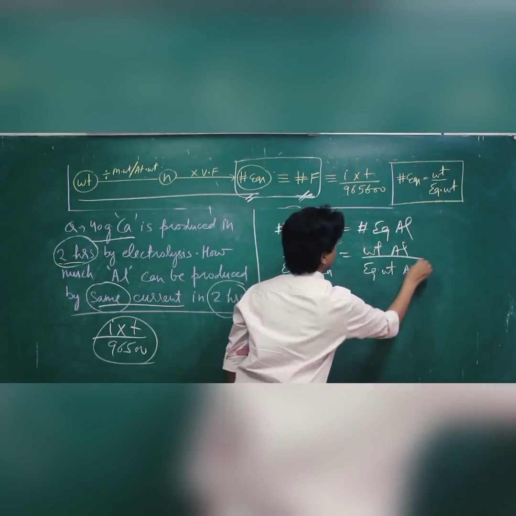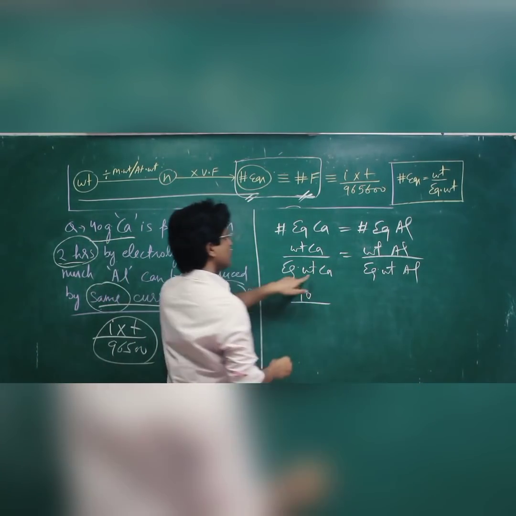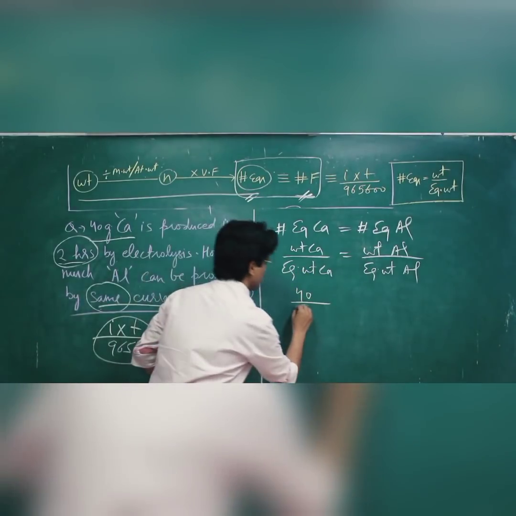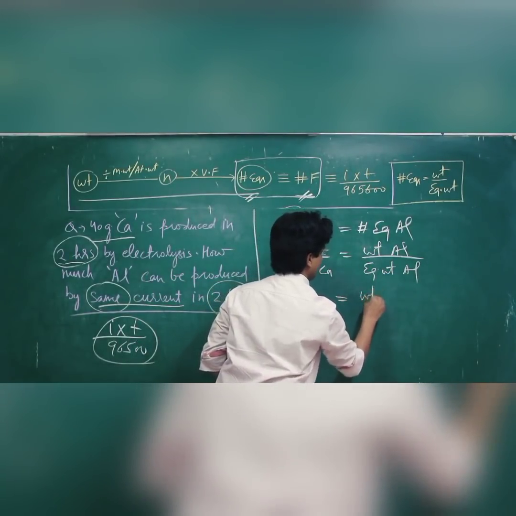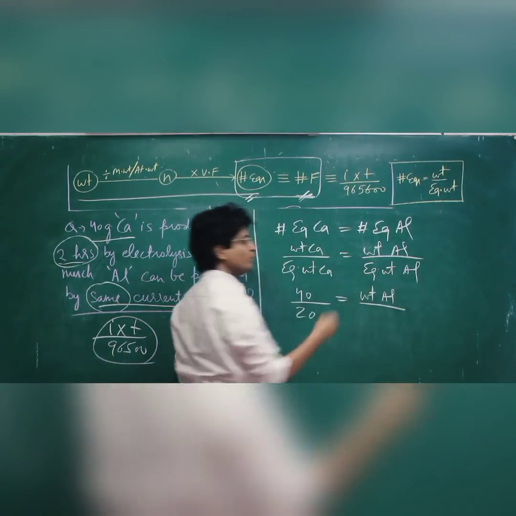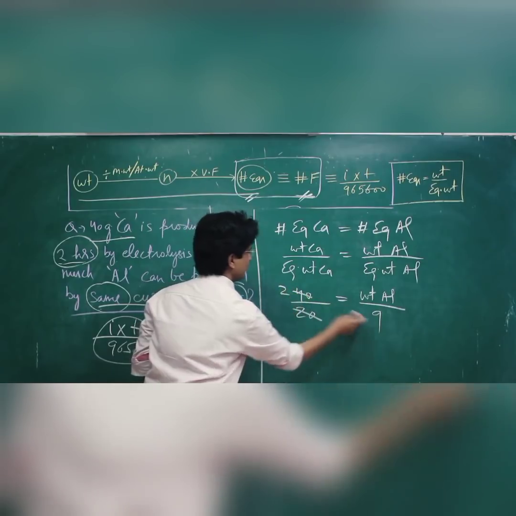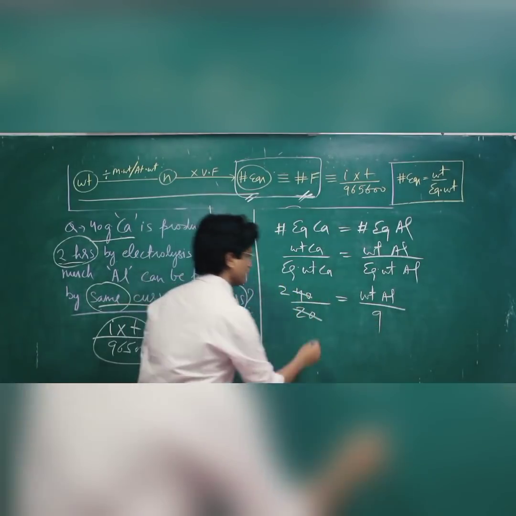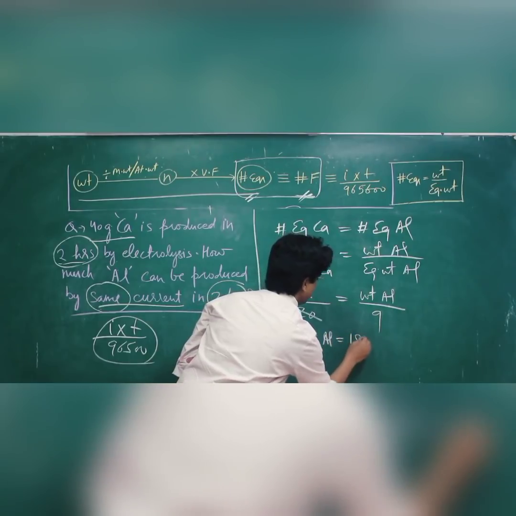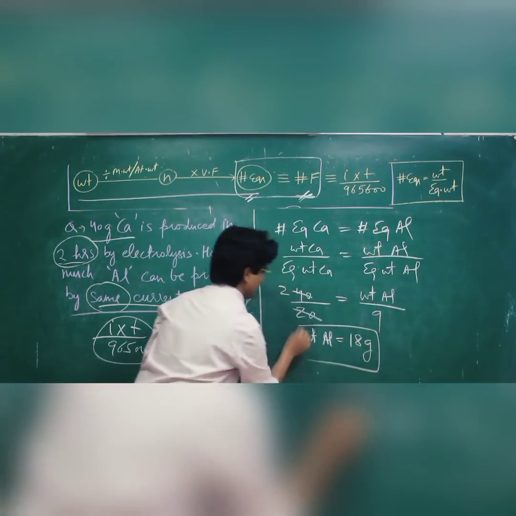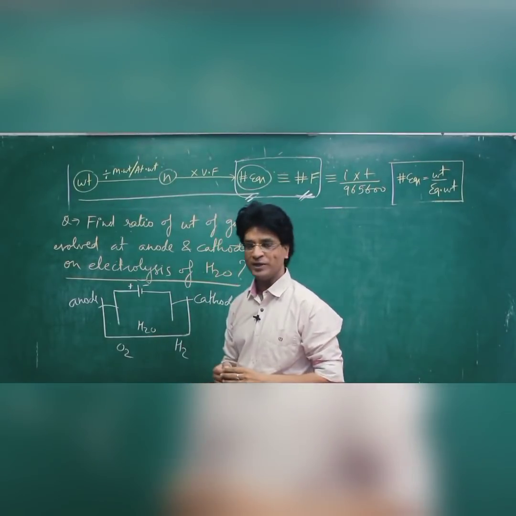of aluminium. Now weight of calcium is given as 40 gram. This will be 40 upon equivalent weight of calcium. Everyone knows that that is 20. Should be equal to weight of aluminium, which we are supposed to calculate, upon equivalent weight of aluminium, which is 9. You put that, this will be 2 times 9, which is 18 grams. So weight of aluminium I will be getting will be 18 grams. Simple. Okay guys, this is a simple and a good question.